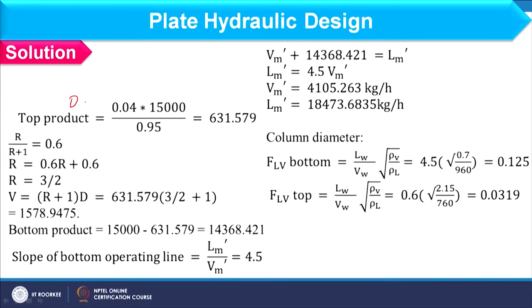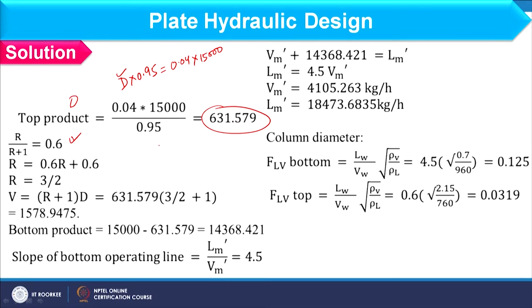But before that, we have to find the vapor and liquid flow rates in the top region as well as the bottom region. When we consider the distillate, that is the top product, we can make the balance like D into 0.95, that is 95% of acetone is recovered, and in the feed 4% is available, so that should be 0.04 into 15,000, the total feed. When you solve this, you can find the total top product as 631.579 kg per hour.